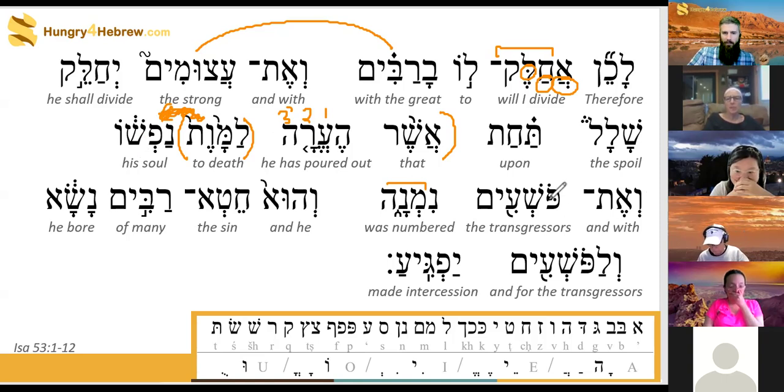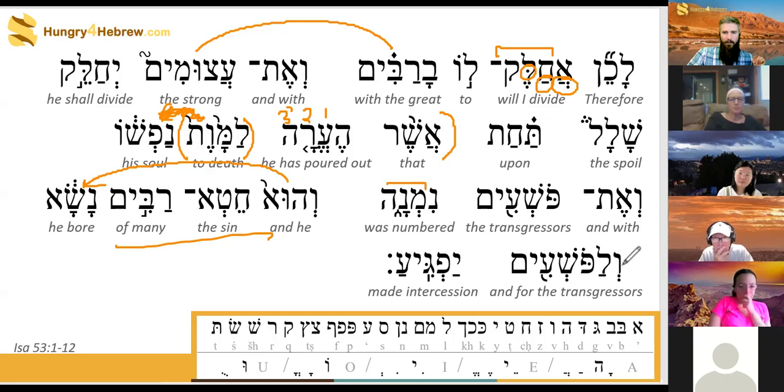There we go. Ve'et posheim, and with the transgressors, nimna. He was numbered. Nifal. V'hu chet rabim, and he, the sin of the many, nasa, he bore. So there's our subject, there's our verb, and there's the object. Vela posheim, and to the transgressors, yafgia. And there's that word again. He caused touching or striking. So making intercession. Okay. He approached.